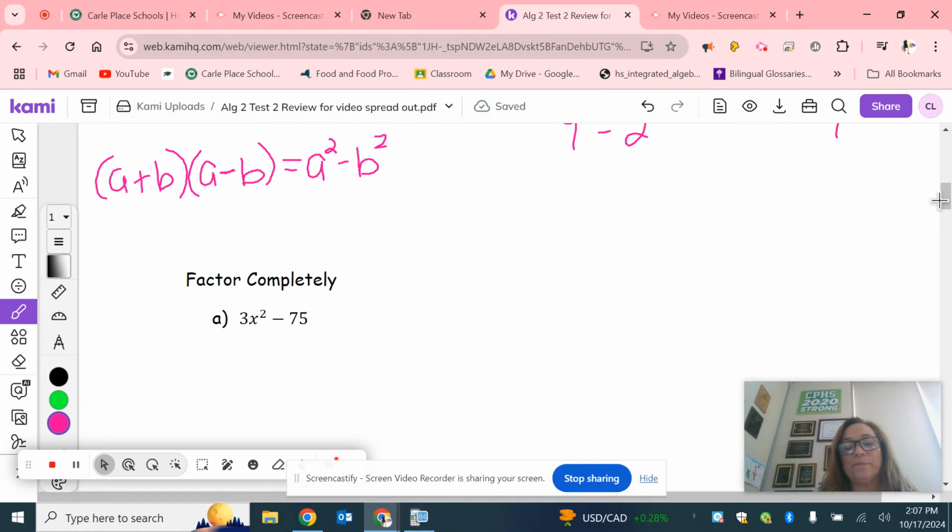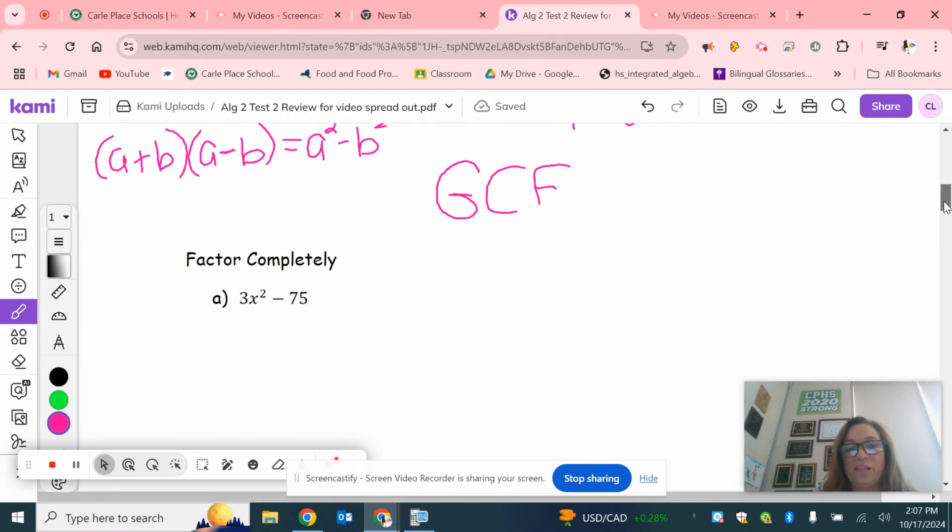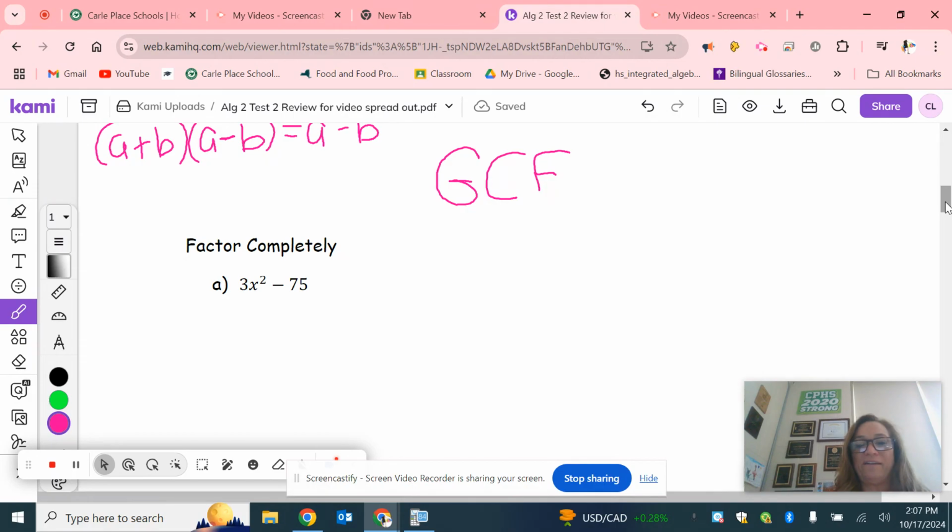Okay, factoring completely. I'm always going to start with a GCF. So my greatest gift is GCF. I am always gonna start with that. If you don't start with it, you're not wrong. I think you're just making your life harder. So I would always start with a GCF, okay? That would be my advice to you. So I look at the 3, I look at the 75, and I know that there's a 3 in both. So I'm gonna divide by 3.